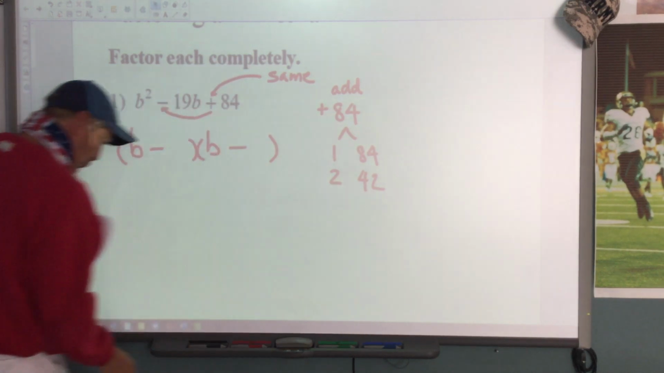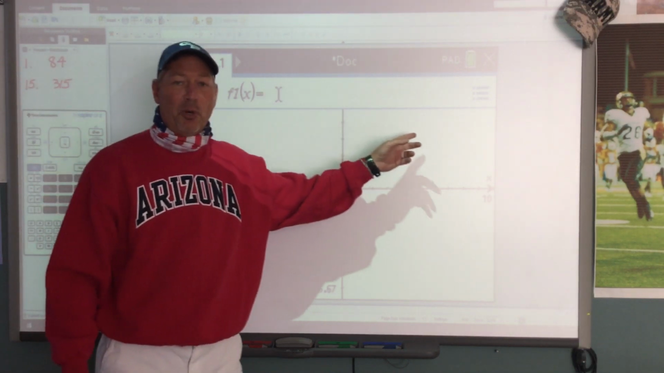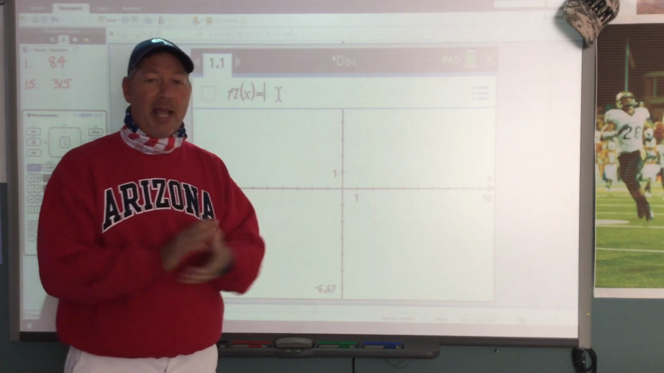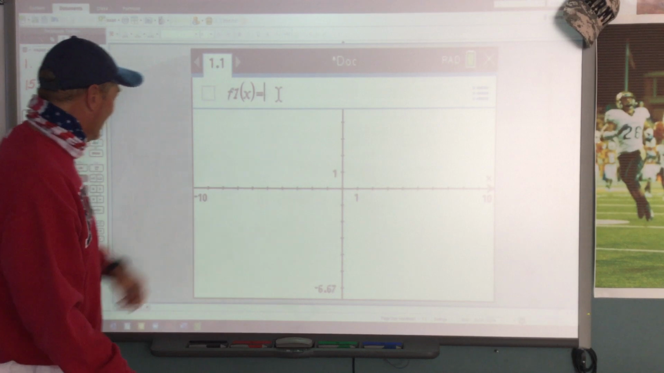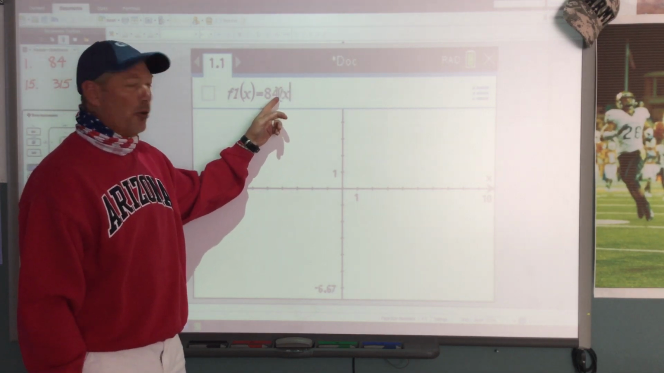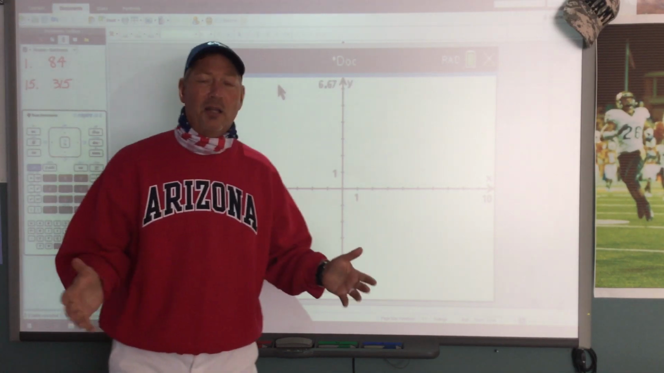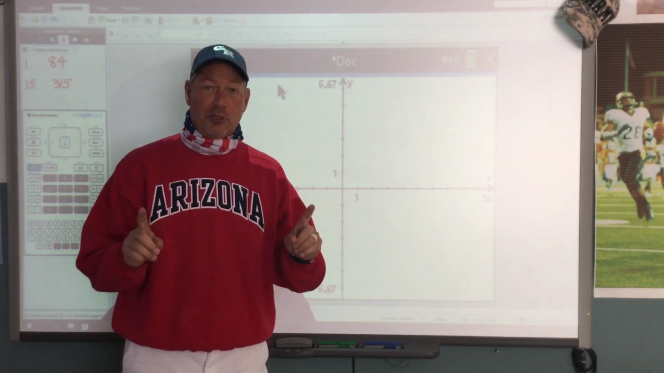On my graphing calculator, we're going to go into the graph mode, and we're going to put in an equation. Here's all I'm going to ask you to do. The number we're looking at is 84, so we're going to type in 84 divided by x. You hit enter. We're not looking for a graph. It's not going to show up on the screen. But here's what's going to help us.